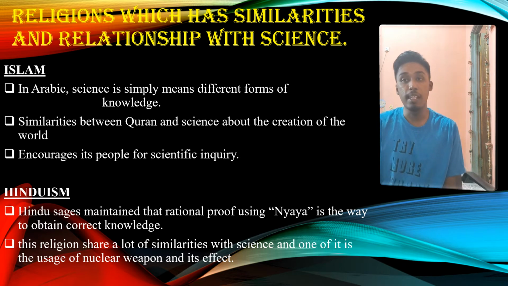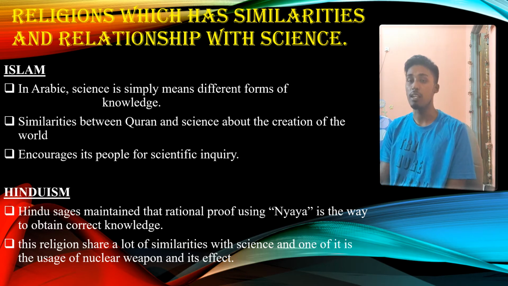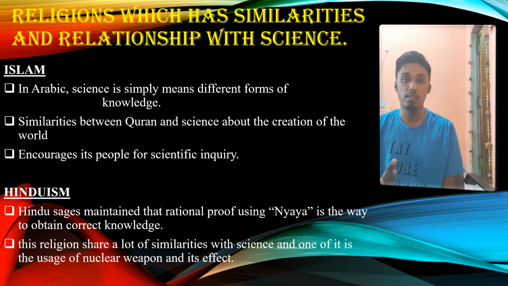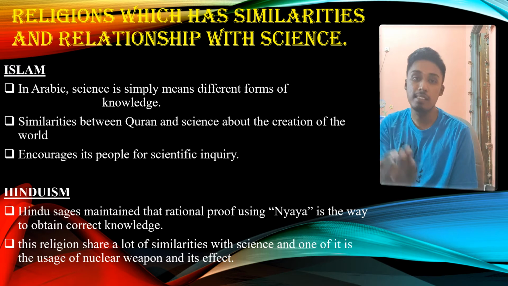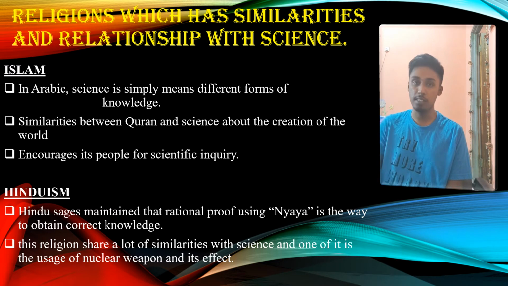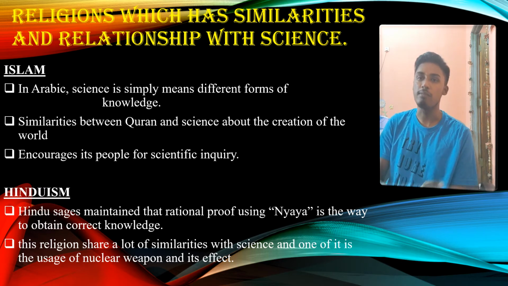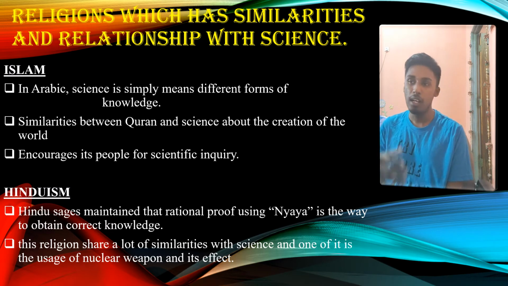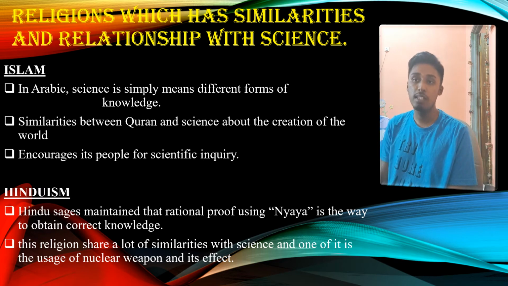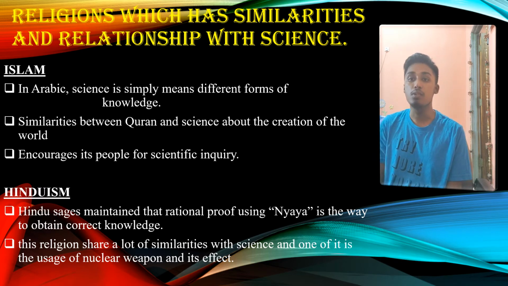Hindu sages maintain that rational proof using Nyaya is the way to obtain correct knowledge. Nyaya means logic, which is like a science experiment. When it is proven or trustable, then we can use it as a theory or as a rule for everyday life and for many other mythological understandings. And the next point is this religion shares a lot of similarities with science, and one of them is the usage of nuclear weapons and their effect.